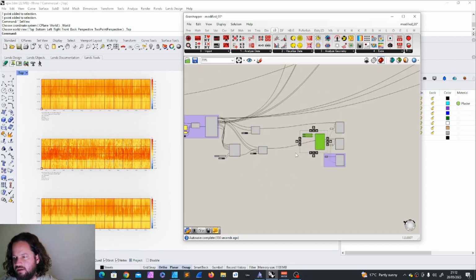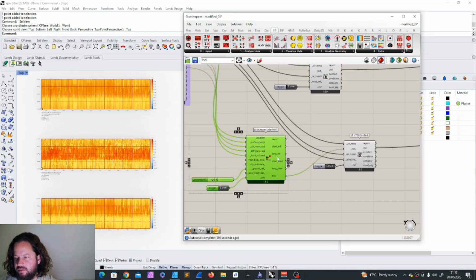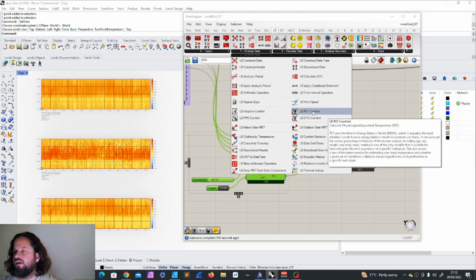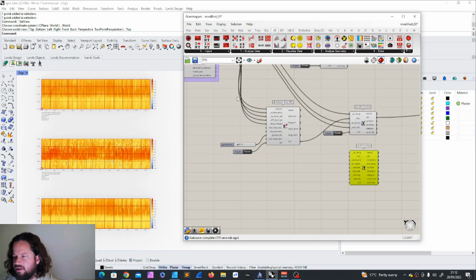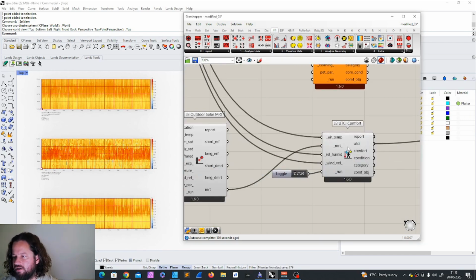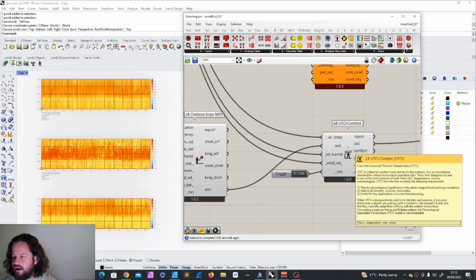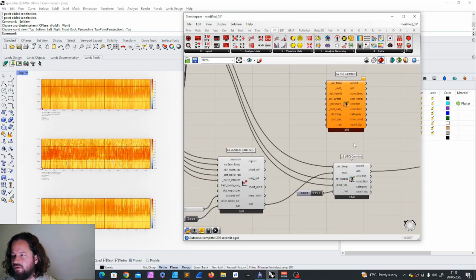I want to still look at the PET model. It's also quite interesting, especially because I haven't looked at it in detail. Let's do that. So this is a different model. And it said here, as you remember, while the UTCI is designed to be valid in all climates and seasons, it assumes that human subjects are walking and that they naturally adapt their clothing with the outdoor temperature. For outdoor simulations that do not fit this criteria, the Physiological Equivalent Temperature, PET model is recommended. And that's what we try to look at.